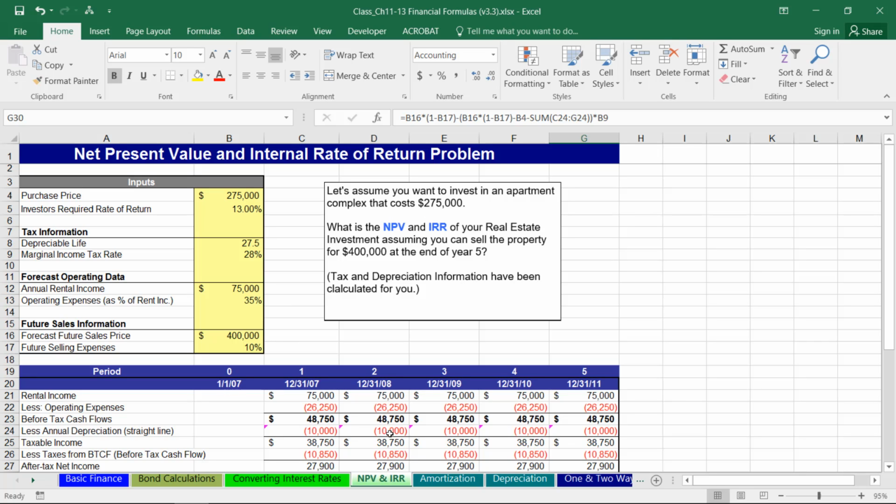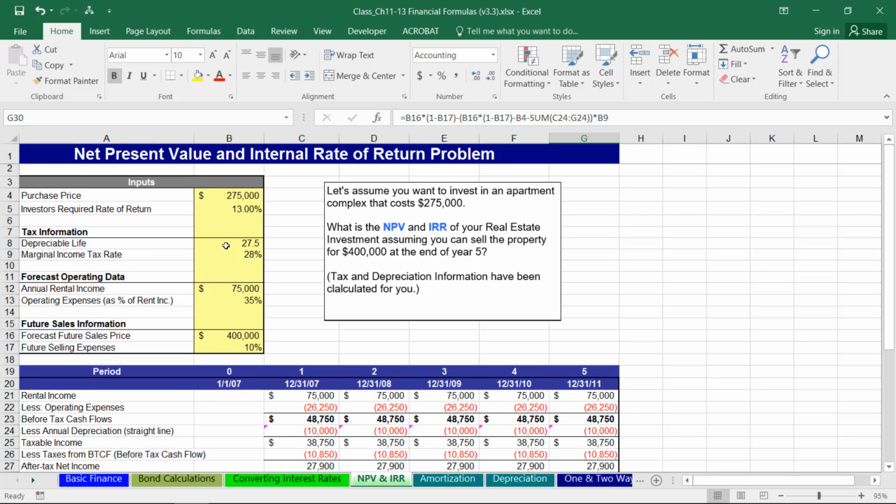Sometimes our transactions are much more complex. Hopefully each of you has dealt with this type of problem. Here we want to assume that you invest in an apartment complex for $275,000. The interest rate, or cost of capital as I like to call it, is 13%. This is where you could invest that money otherwise, or the cost of borrowing that money to invest.